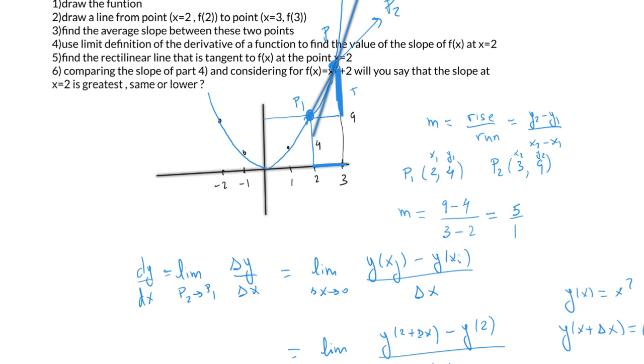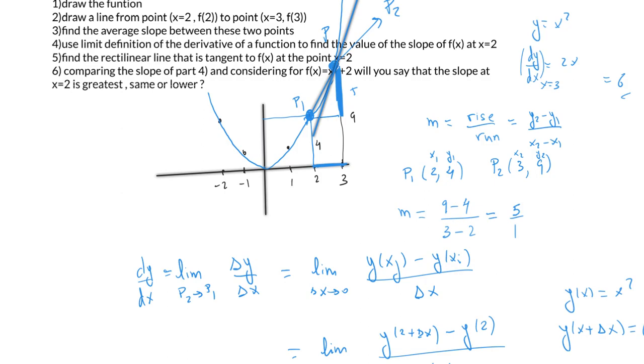The slope at x equal 3, if y equals x squared, the derivative of y with respect to x is 2x, and if you evaluate at x equal 3, the slope is 6. So the slope is growing. At x equal 2, the slope was 4. Now at x equal 3, the slope is 6. The slope is growing.